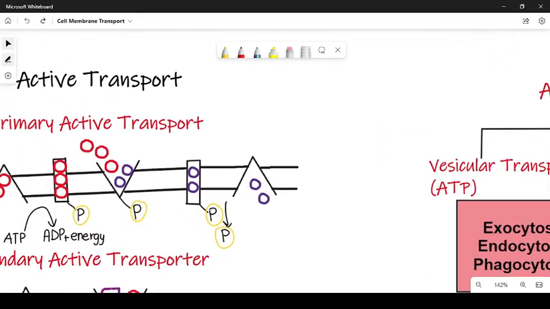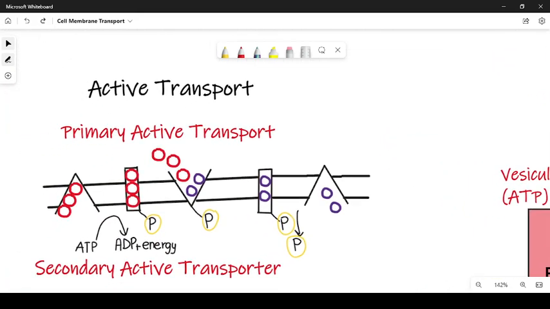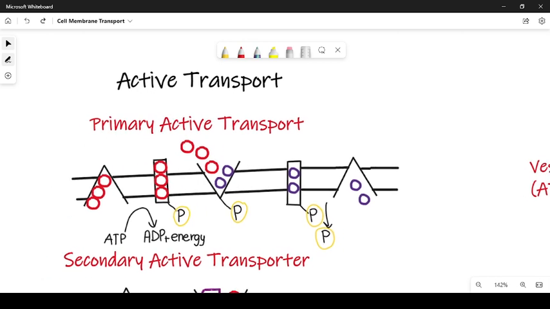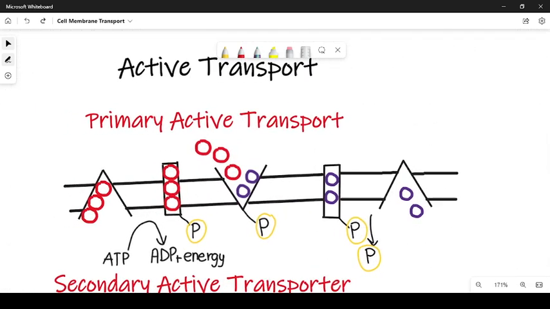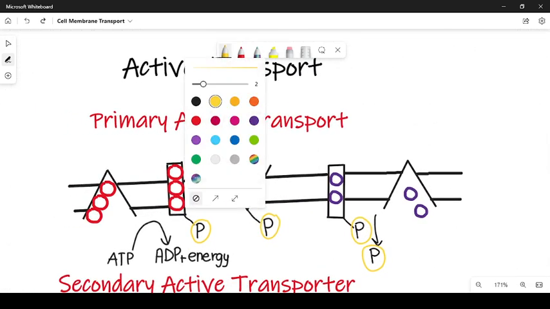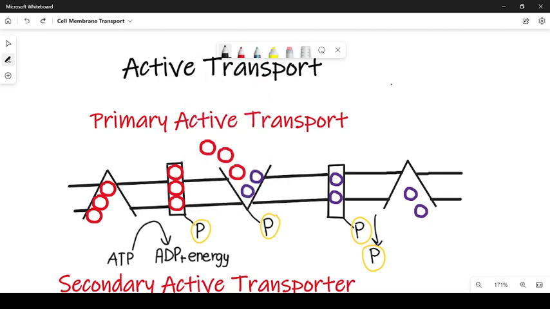So primary active transport uses the hydrolyzing of ATP to carry out the movement of molecules. So let's check out this example. In this example, we have sodium-potassium ATPase. So it's a sodium-potassium ATPase.